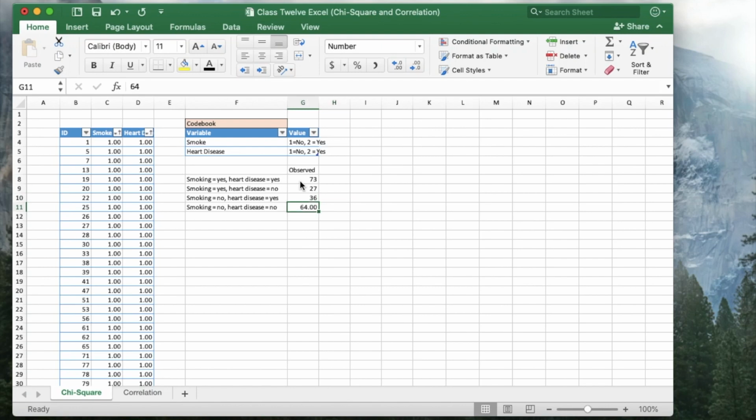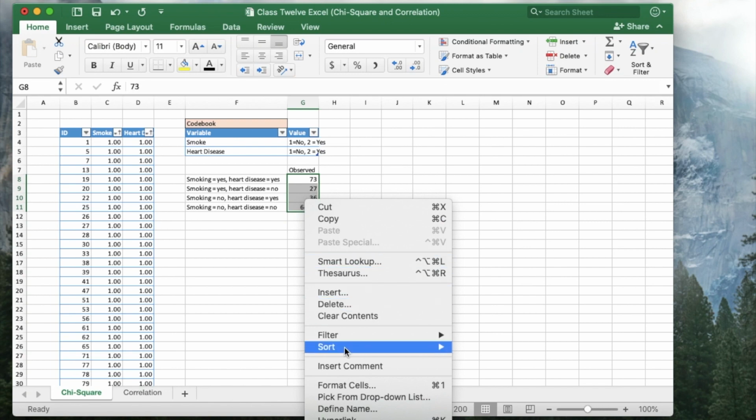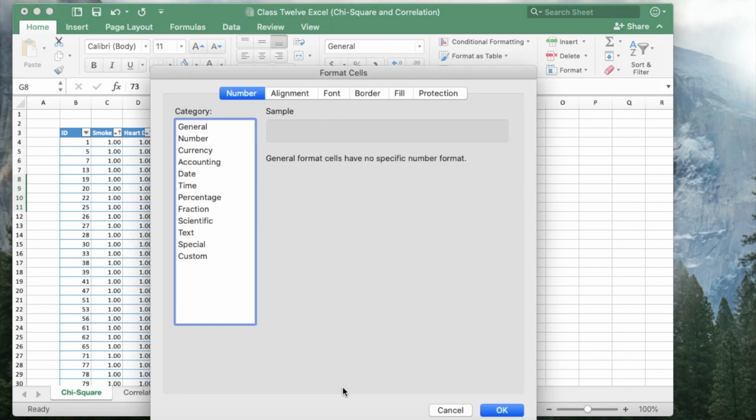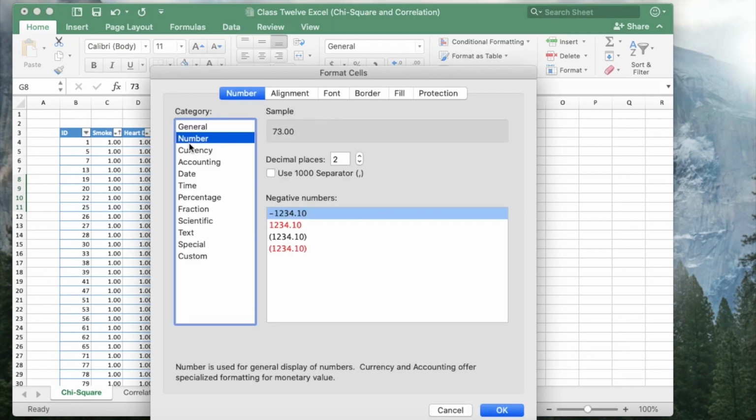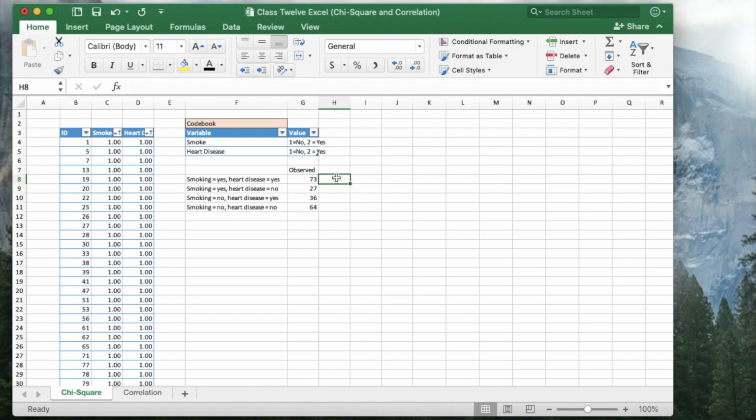These are our observed values. What I'm going to do, just so these all look the same, is format these cells to a number, but only to no decimal places because they're all round integers. Okay, so we have our observed cases. This essentially is our cross tabulation. And for this first step, it's okay just to list them all, not in a 2x2 table, which we'll go over in a minute, but all in a single column.